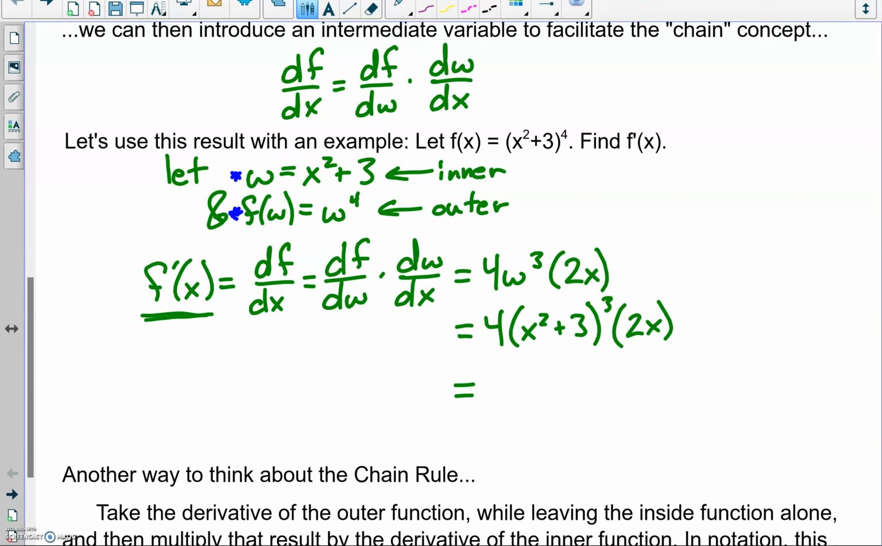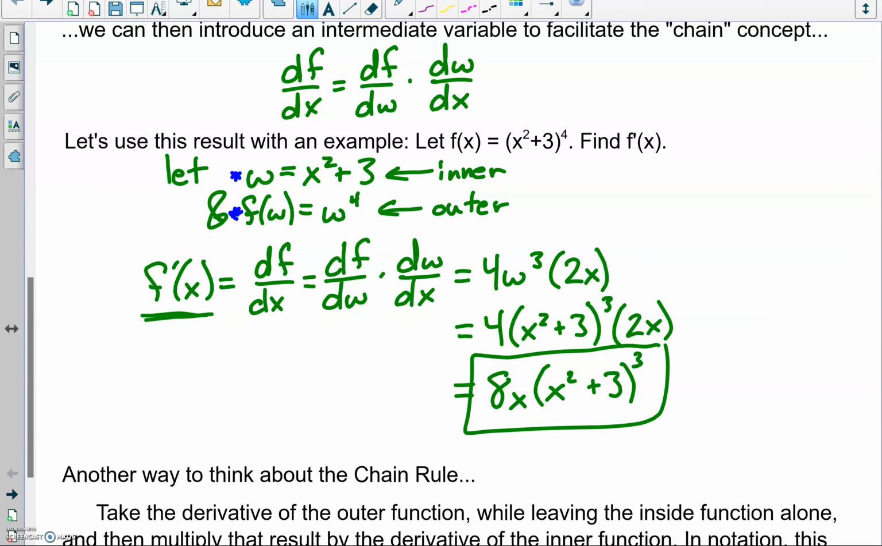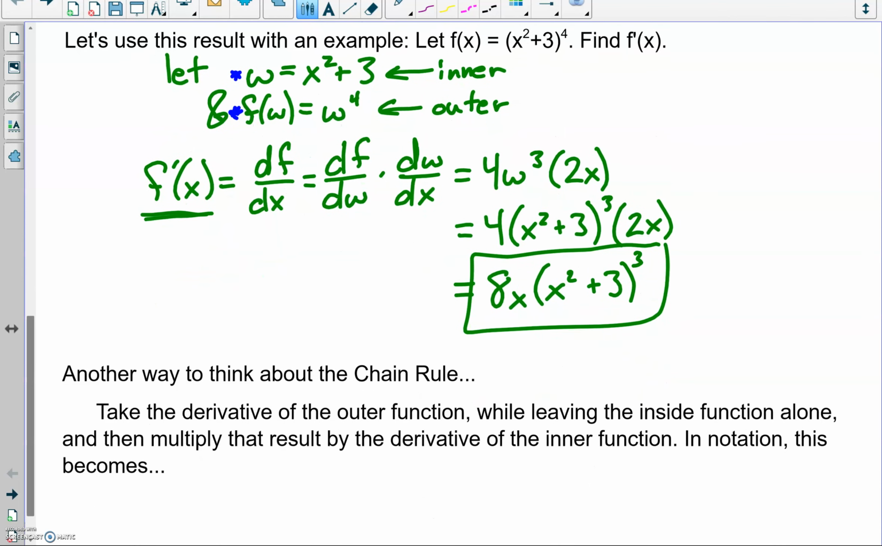And if you simplify a little further, you'll get 8x times this (x squared plus 3) quantity cubed. And that then completes the derivative using the chain rule process. And notice that what's really happening here is we kind of take the derivative of the outer, leaving the inside alone.